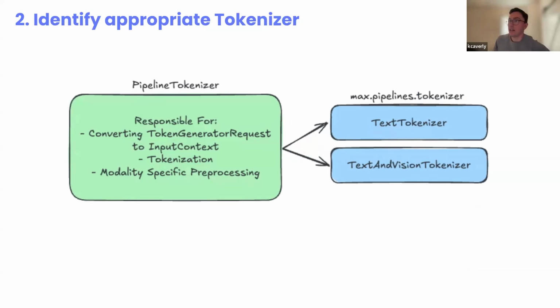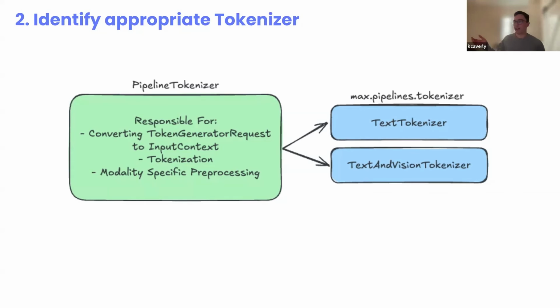So that's the first piece of implementing a new model. The second is identifying an appropriate tokenizer. As I briefly touched on before, each model expects to have a tokenizer associated with it. This is our pipeline tokenizer interface. And it really has one specific job, and that is converting the token generator request to the input context. And this includes two things, primarily tokenization and modality-specific preprocessing. So the tokenizer will include both tokenization and managing things like downloading images, or working with encoded images in base64, etc. It also manages decoding, of course, when we're actually returning this back to the user.